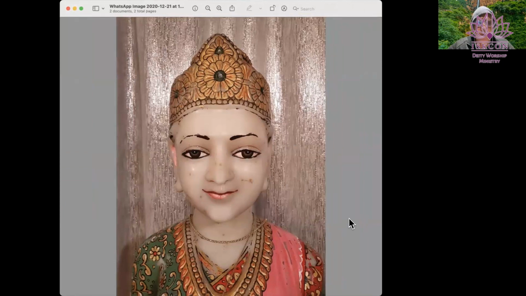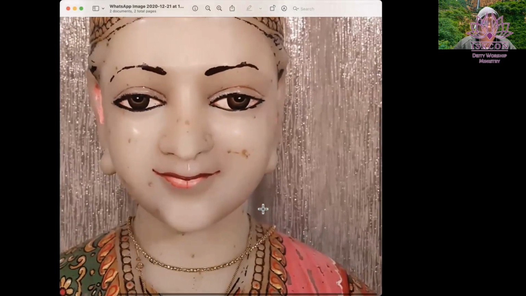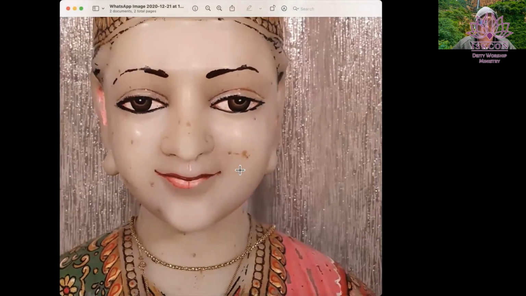Right, so this is a deity of Radharani. And if you look closely, you'll see how she's got these brown marks on her face and on her nose. Actually, this mark here on her left, our right cheek, was there when Prabhupada installed her. But it's got much worse over the years. Much, much worse. And this is from moisture being absorbed into the deity and microorganisms living in that moisture.